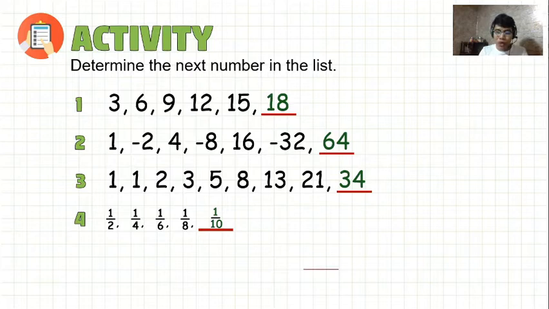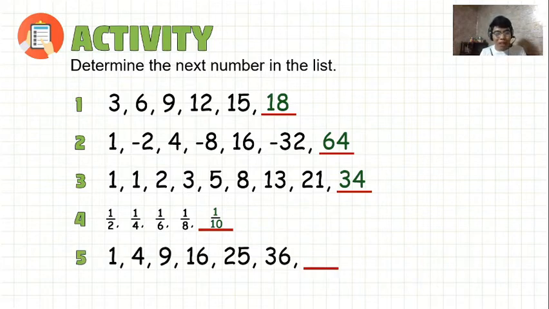Now, how about for this list, number 5? 1, 4, 9, 16, 25, 36. What is the next number in this list? If your answer is 49, then that's correct. So how do we get 49? Observe that each number here is actually a perfect square. So 1 is the square of 1, 4 is the square of 2, 9 is the square of 3, 16 is the square of 4.